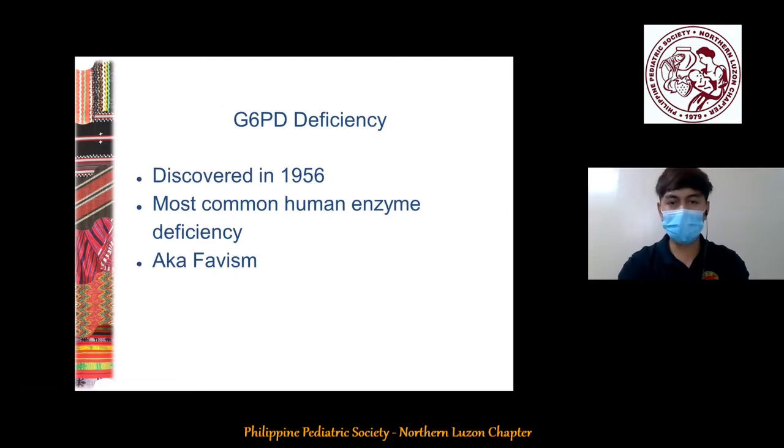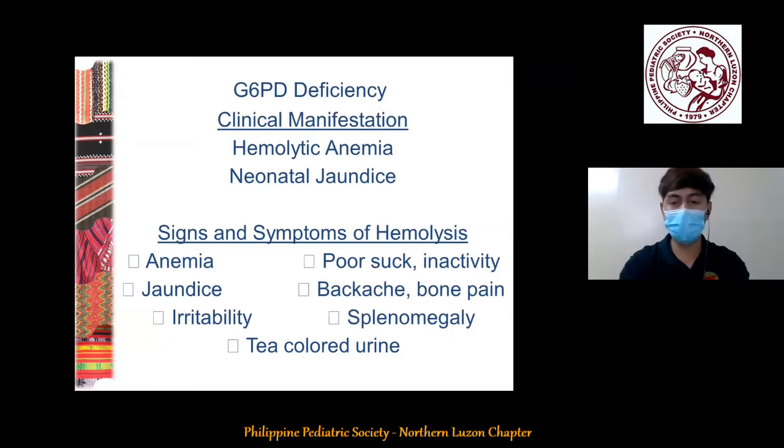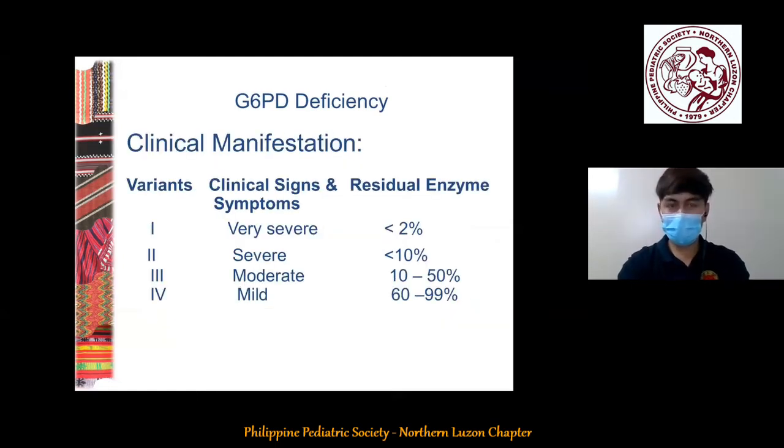G6PD deficiency was discovered in 1956 and is the most common human enzyme deficiency, also known as favism, kasi natitrigger siya agad kapag nakakain yung baby or yung patient ng fava beans. Okay, we have the clinical manifestations for G6PD deficiency: hemolytic anemia and neonatal jaundice. Signs and symptoms of hemolysis: we have anemia, jaundice, irritability, tea-colored urine, splenomegaly, backache, and poor suck. Okay, so some of you may encounter this for the first time.